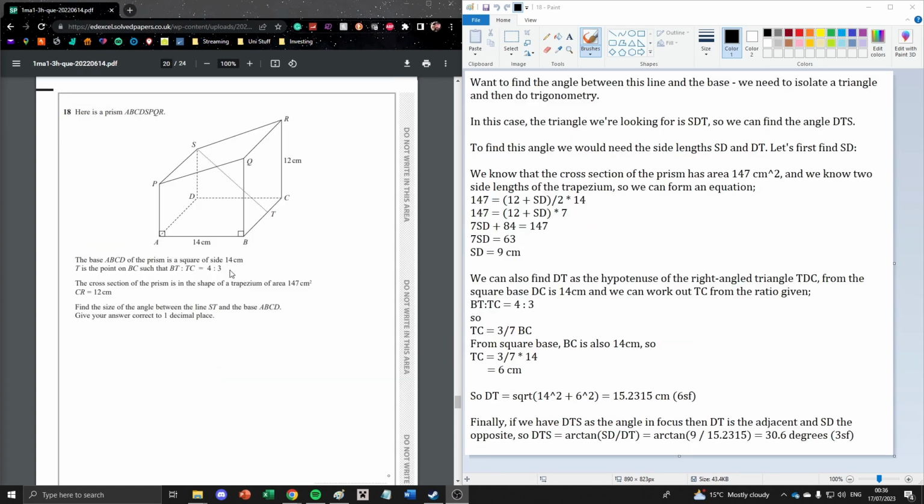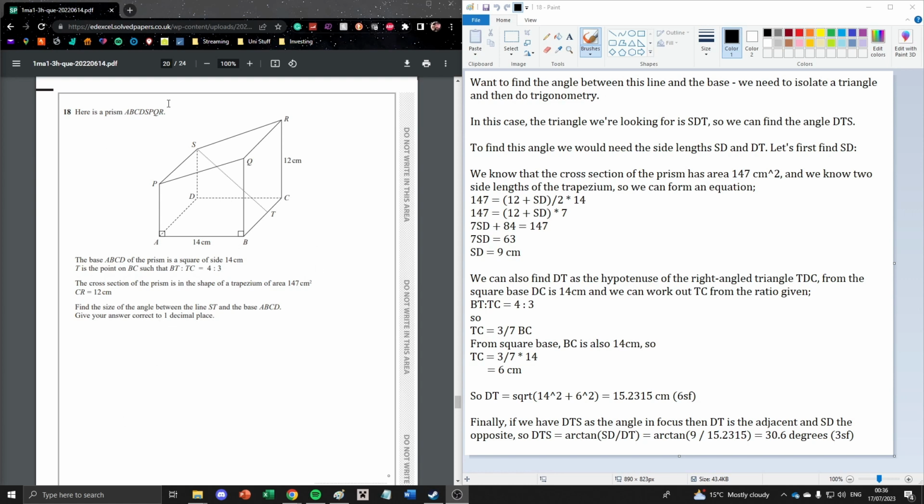Question 18 is a mix of a trigonometry question and a compound area question. We're told that the base ABCD of the prism is a square of side 14 centimeters. T is the point on BC such that BT:TC is equal to 4:3. The cross section of the prism is in the shape of a trapezium of area 147 centimeters squared. We're asked to find the size of the angle between the line ST and the base ABCD, and to give our answer correct to one decimal place.